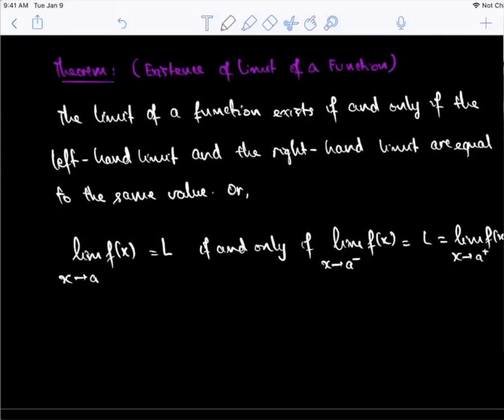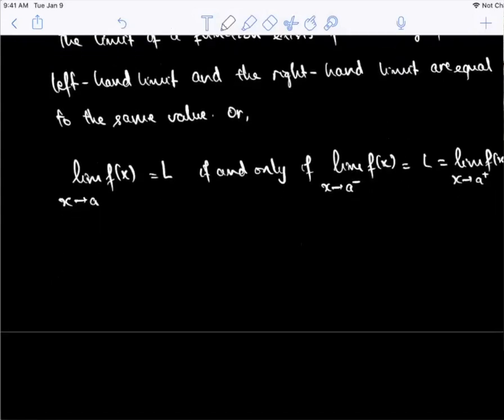Just to recap this theorem, anytime you want to find a limit, you have to be able to show that the left-hand limit is equal to the right-hand limit, equal to the same value. When that is the case, you say that the limit exists and the value of the limit is equal to L. Otherwise, the limit does not exist.